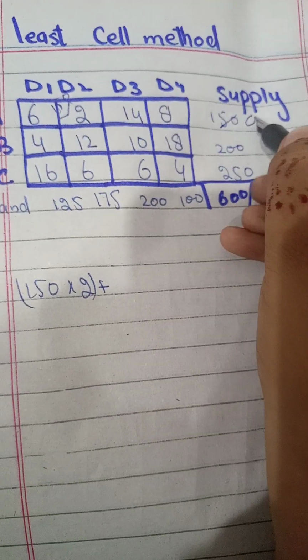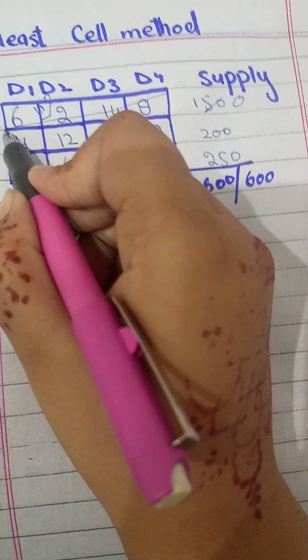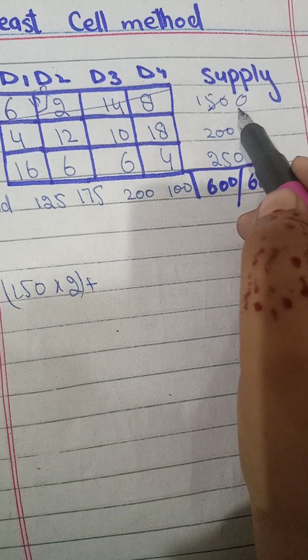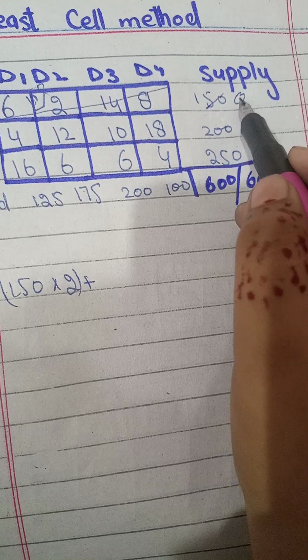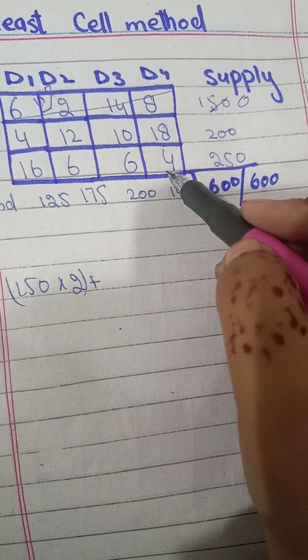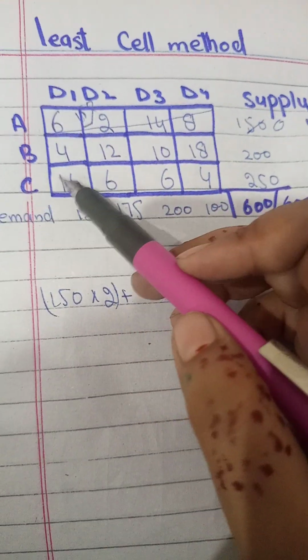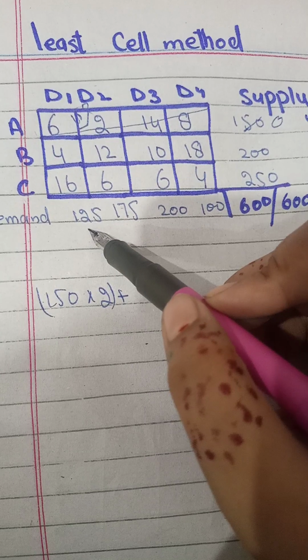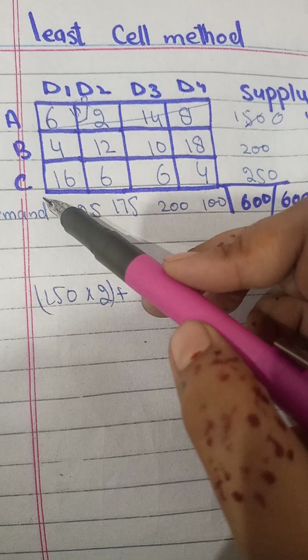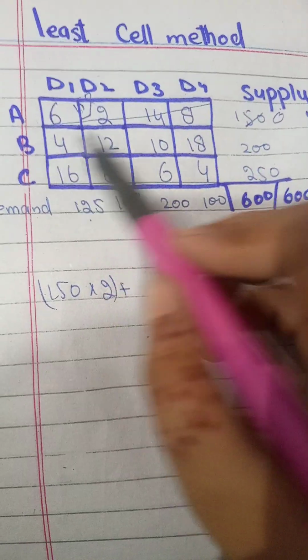150. 150 will become 0 and the whole row will become 0, because if the demand or supply becomes 0, the whole row or whole column becomes 0, as there are 4 destinations and 3 sources. If demand becomes 0, then the whole column will become 0. At the same time, if supply becomes 0, the whole row will become 0.